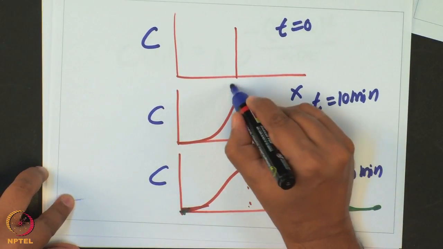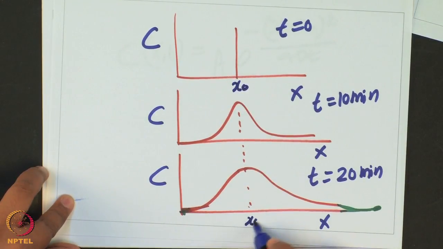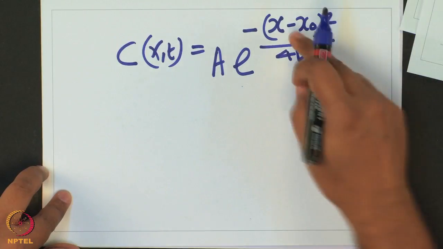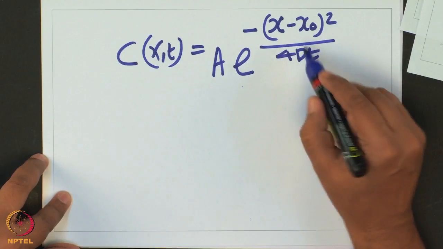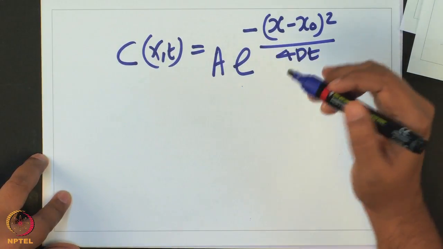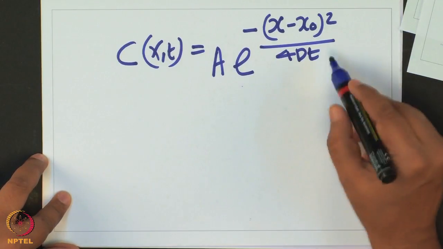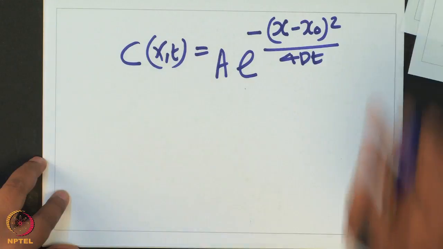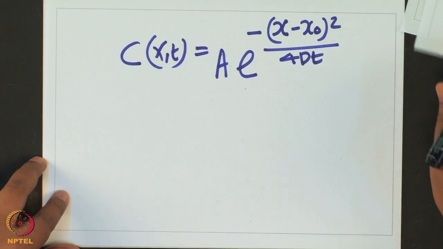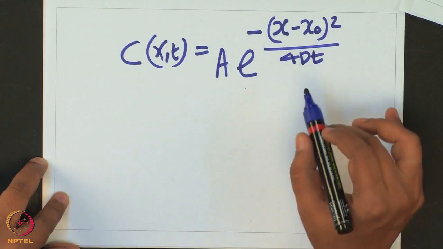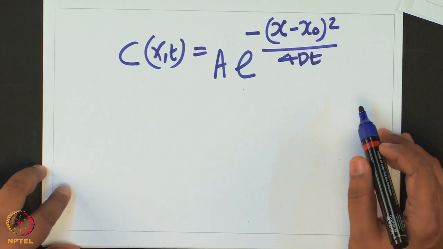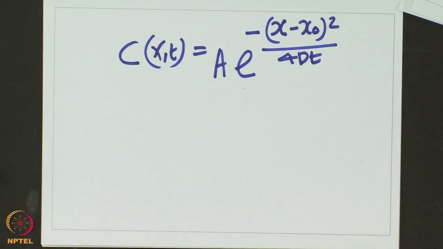So, this is my x0. At x equal to x0, you will have a peak and it will be symmetric around x0, and as time goes, this denominator term will increase, which would make this spread. So, this is the solution for the diffusion equation under some particular initial and boundary conditions. I urge you to read about it and learn a little bit more, but what you should know is that by solving those equations, one can get c as a function of x comma t, and one would be able to know the concentration at any point.